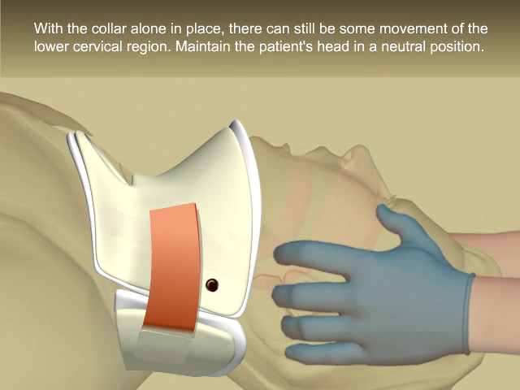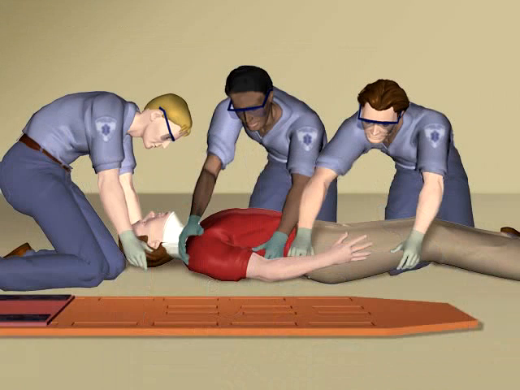With the collar alone in place, there can still be some movement of the lower cervical region. Maintain the patient's head in a neutral position. Place the board parallel to the patient. Have two rescuers kneel at the patient's side. A third EMT stabilizes the head, while the others reach across the patient to position their hands properly.